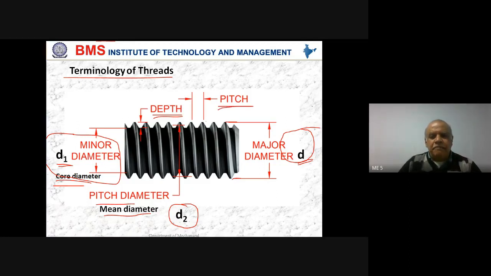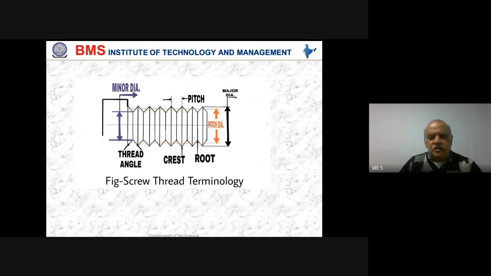And what is pitch? Pitch is the distance between any two crests or any two troughs. What is a crest and what is a trough? Let's see that. These are the crests. The peak points are called crests and the deep points are called roots. So the pitch is the distance between two crests or two roots, something like this. That is crest and root in thread terminology.